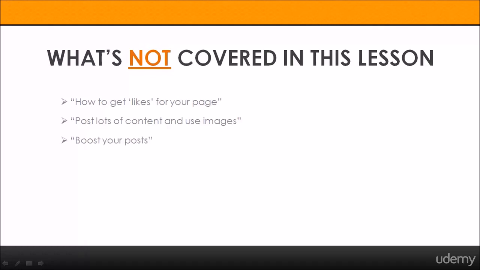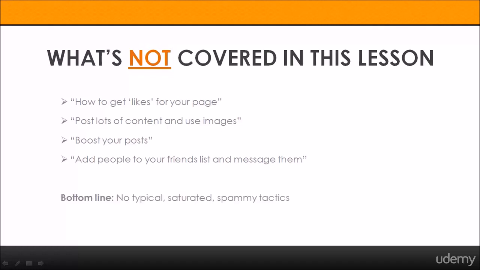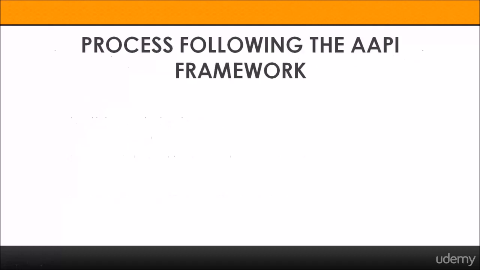And we're not going to be talking about advertising or boosting your page post or any of those advertising related tactics. We're not going to be talking about advice like add people to your friends list and message them and pitch them your offer, because that's likely to get you banned. So bottom line, we're not going to be talking about the typical saturated spammy tactics.